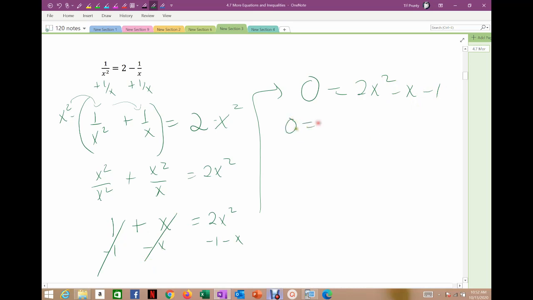And now I factor. Or again, you can solve, we practiced solving quadratics in chapter 3. So there's a bunch of ways you can solve it. You can graph it, find its zeros. You can use the quadratic equation. Or you could factor. And I'm going to factor.